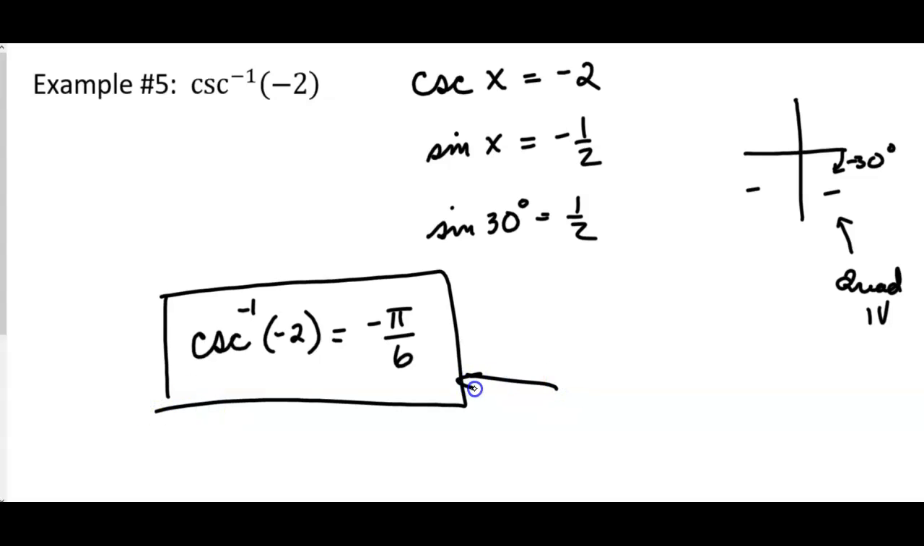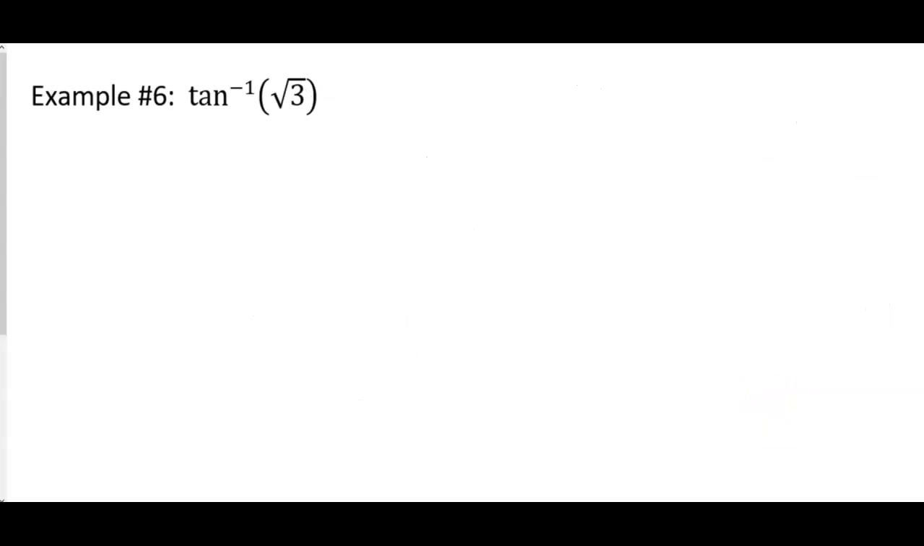By the way, that's in between -pi/2 and pi/2. Okay. So the next one, inverse tangent of square root 3. So kind of a similar idea. We're trying to think of some angle that has a tangent of square root 3. Now, this is positive, so that makes it a little bit easier. So I know I'm in quadrant 1.